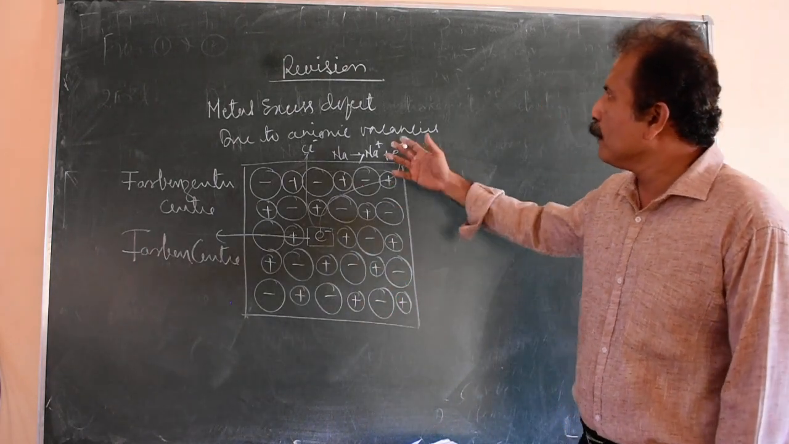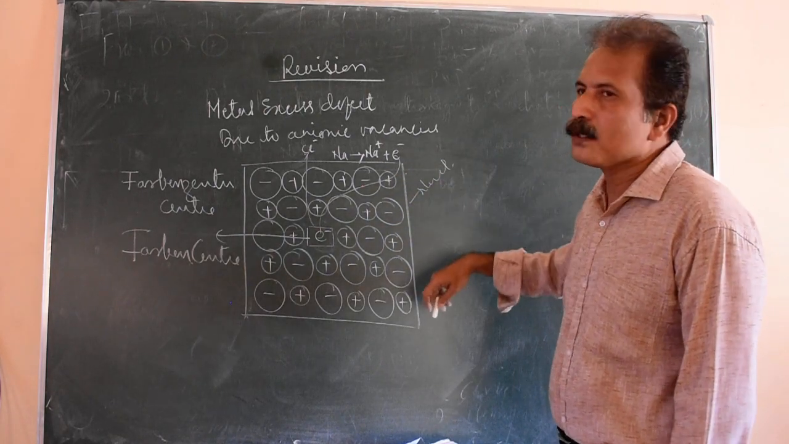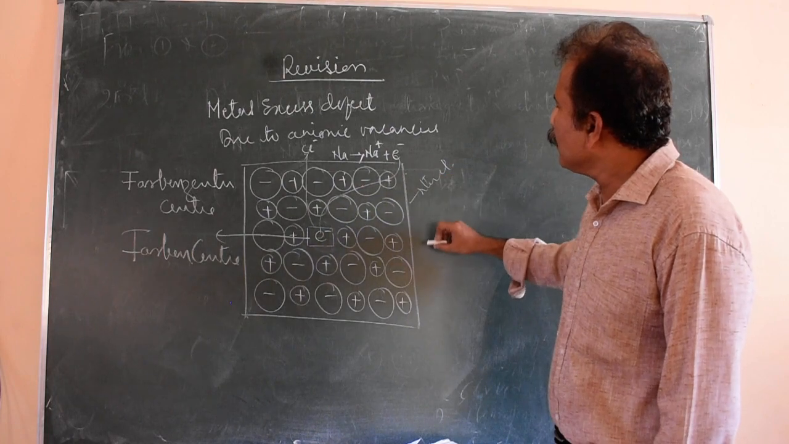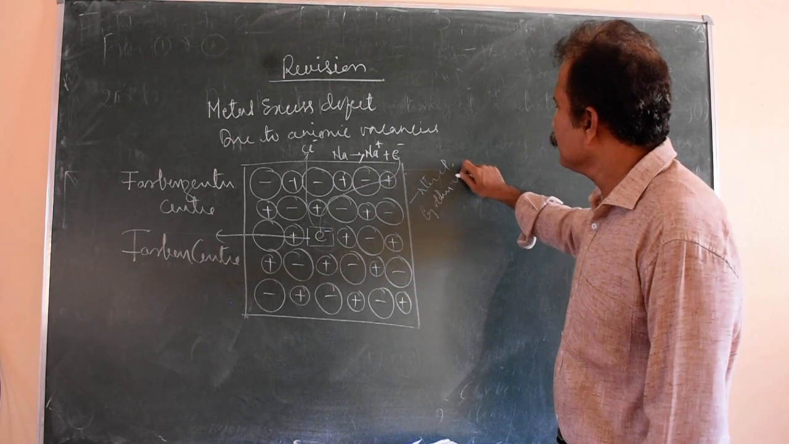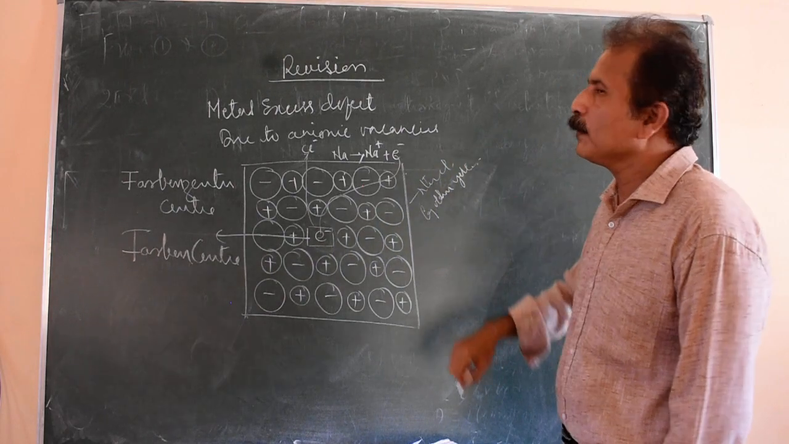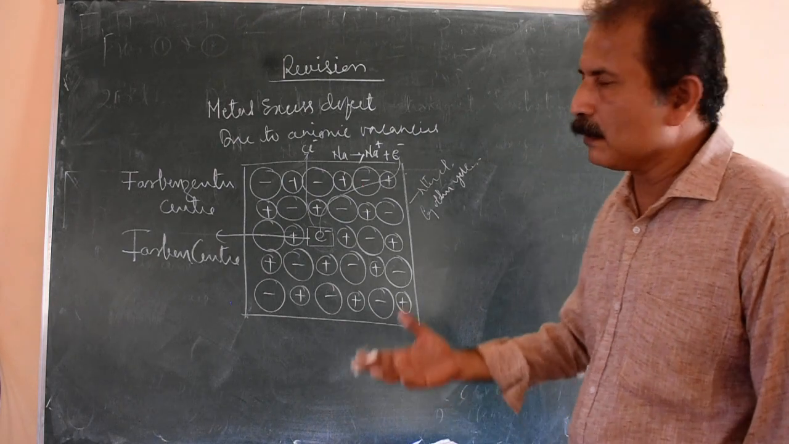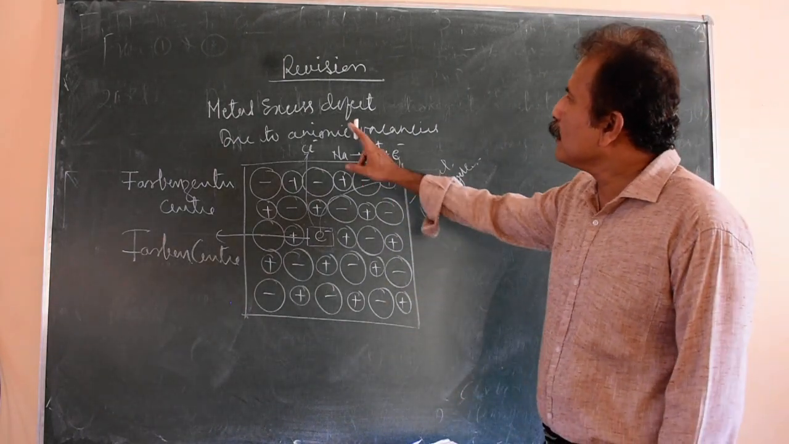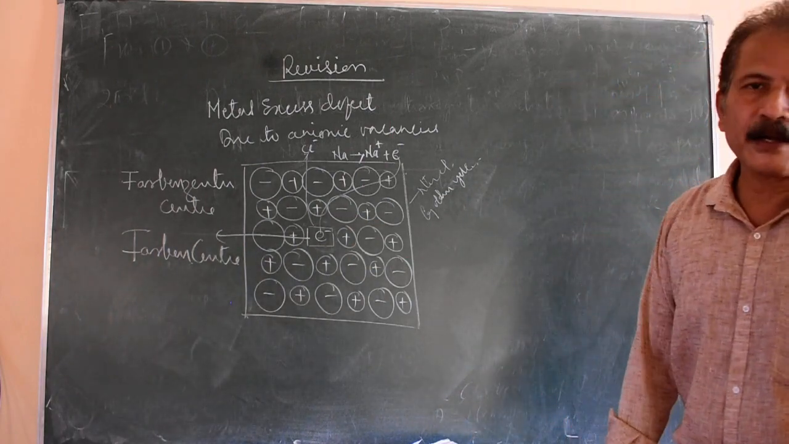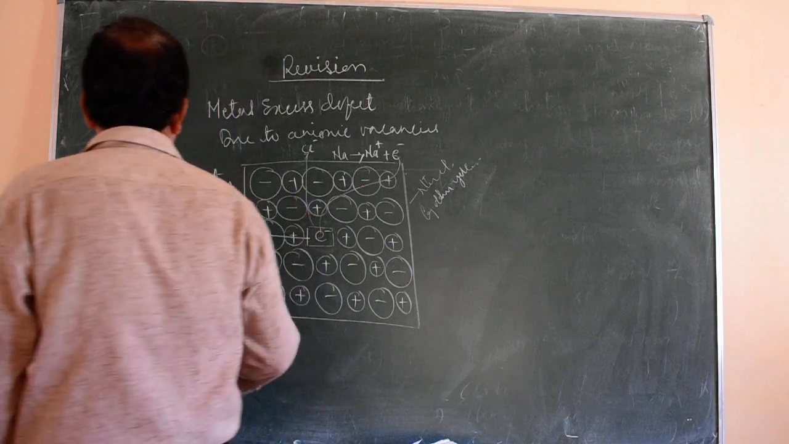So you know, whenever you take NaCl and heat it, sodium ion always gives you golden yellow color. So when you heat sodium chloride, you see that it gives you golden yellow color. So this is your metal excess defect due to anionic vacancies. Then we have one more, isn't it?